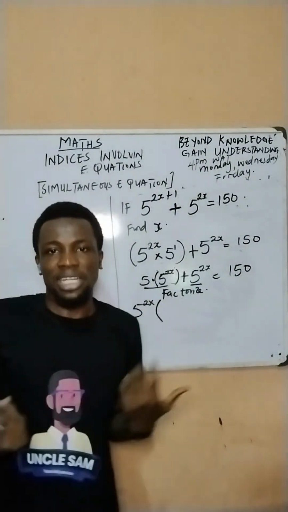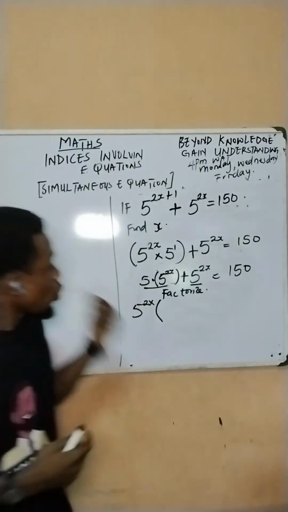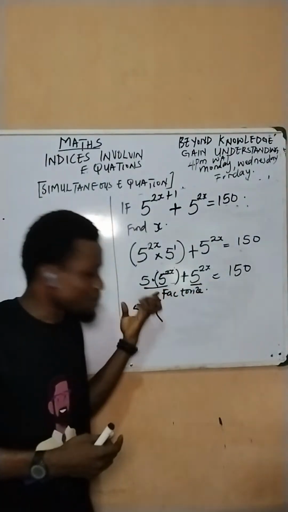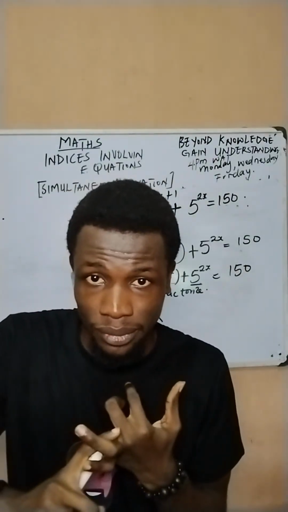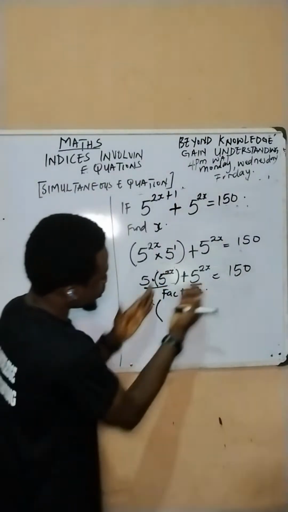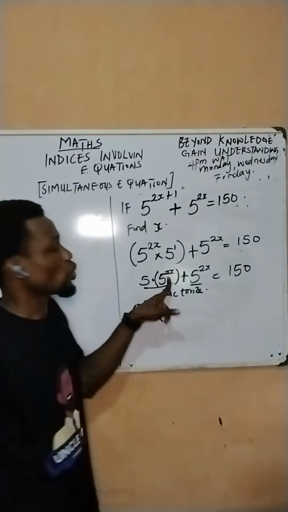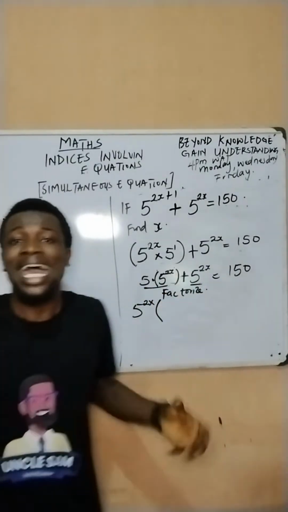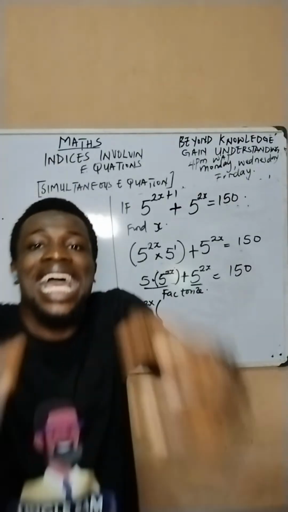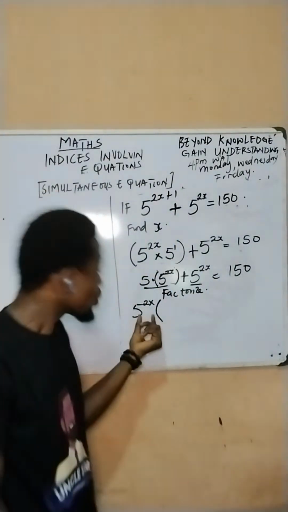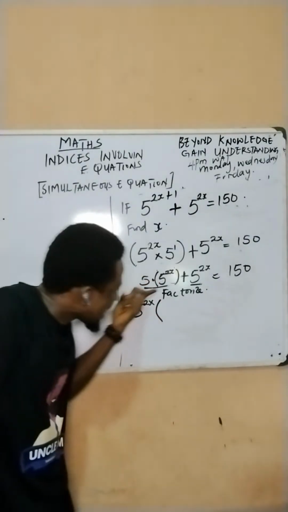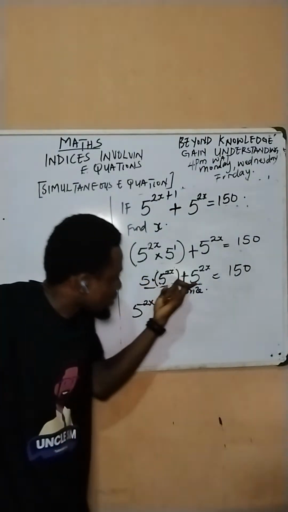And what do I mean by factorizing? We are factorizing when we find what is common between two expressions, either separated by a positive sign or a negative sign. We find what is common. And in this case, what is common between these two parts is 5 raised to the power of 2x. So I bring that 5 raised to the power of 2x outside, open up a bracket. Then the next phase is to use that common thing and divide each of the given expressions here.